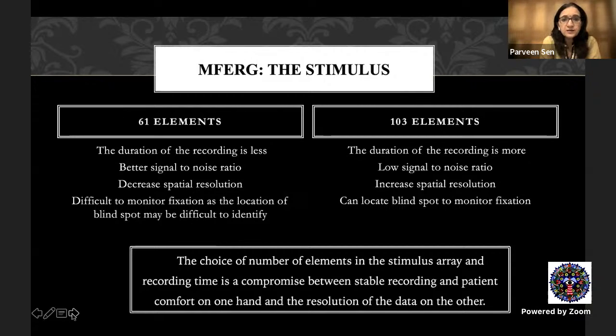Spatial resolution is much better in the case of 103 elements, much less in the case of 61. And in 61, it may sometimes be difficult to monitor fixation as the location of the blind spot may be difficult to identify. Here, because it is covering a larger area, you can easily locate the blind spot, and this helps you monitor the fixation. So there is usually a compromise between recording time and resolution between 61 and 103. Wherever resolution is important, it is better to go with the 103 element hexagon.